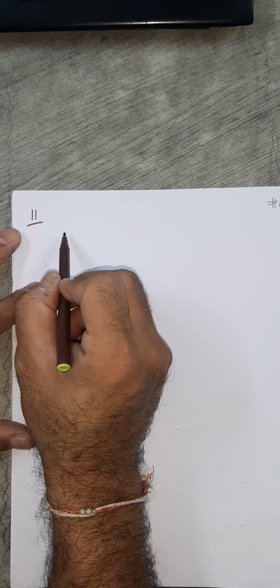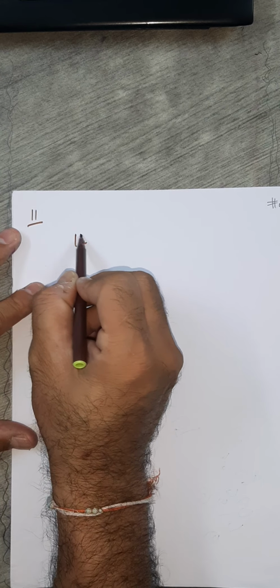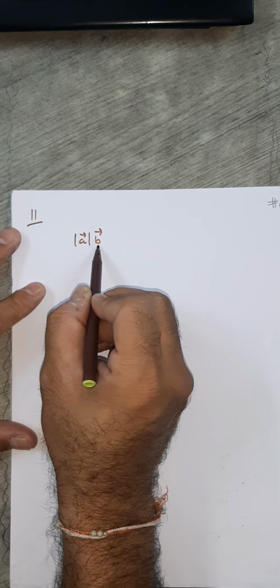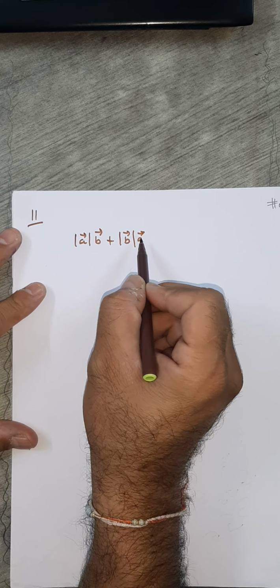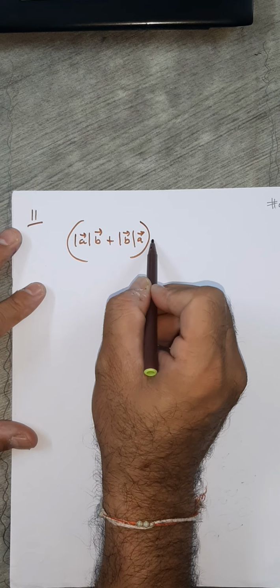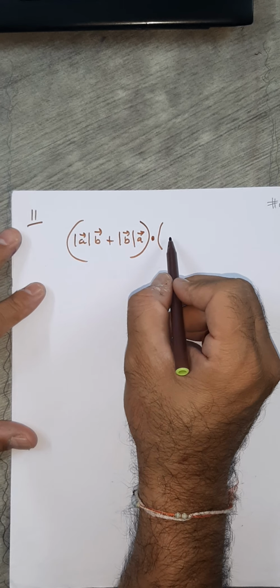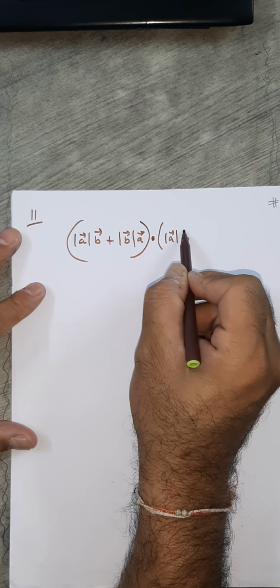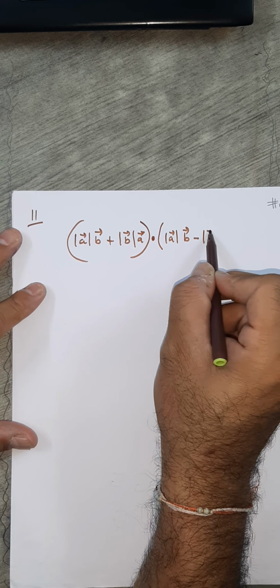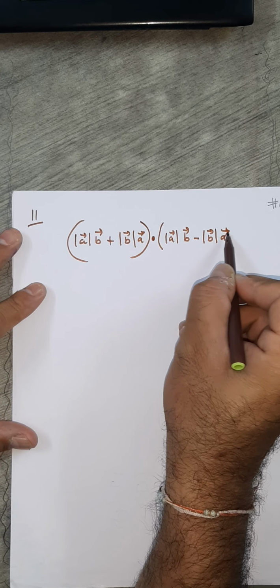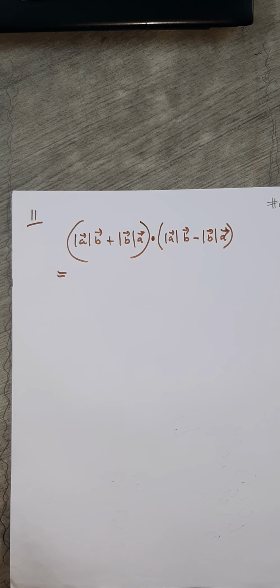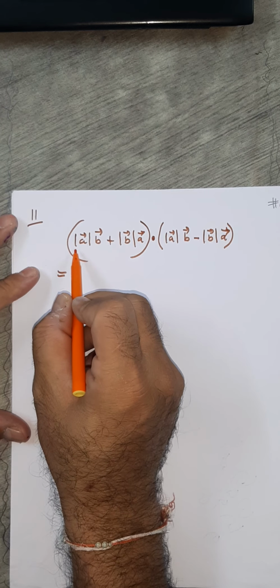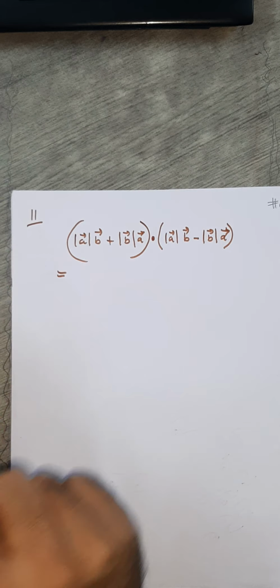Okay. Show that magnitude of A into vector B, this is like 2 into vector B, plus magnitude of B into vector A, is perpendicular to magnitude of A into vector B minus magnitude of vector B into vector A. We start with the dot product of these two, and we'll show at the end that the dot product must be 0, remember. Okay, so I'll open as we did number of times.